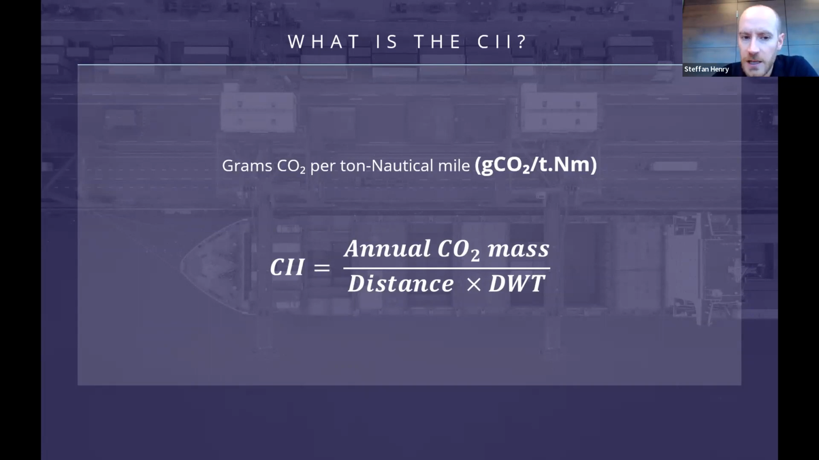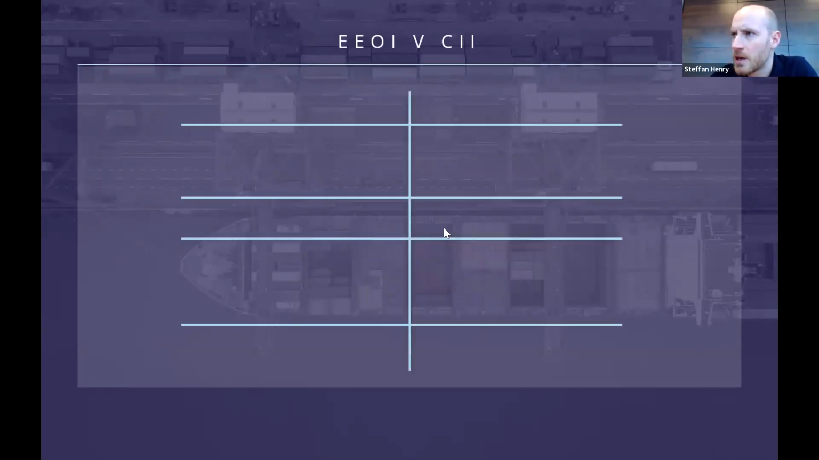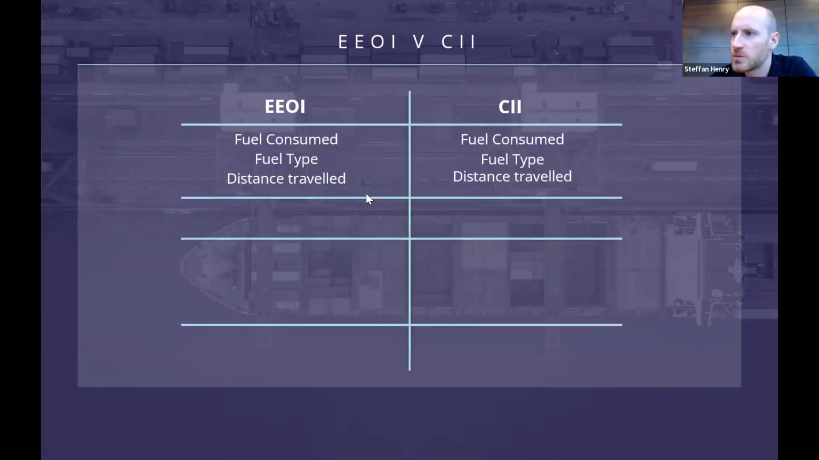The CII, which is based on the AER calculation, is similar to the Energy Efficiency Operational Index, the EEOI, which has been around for a while. Some people may be familiar with it, but it's got one key difference. If we compare the two scores, we can see that the fuel consumed, fuel type, and distance travelled data is all the same, taken from the data supplied to the IMO DCS.